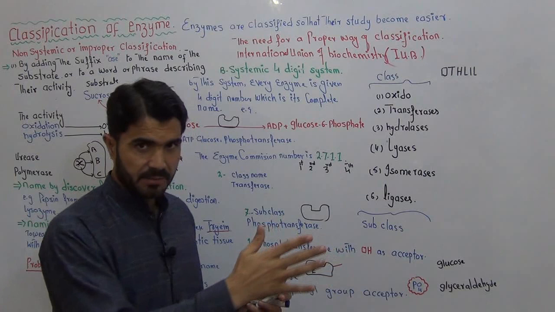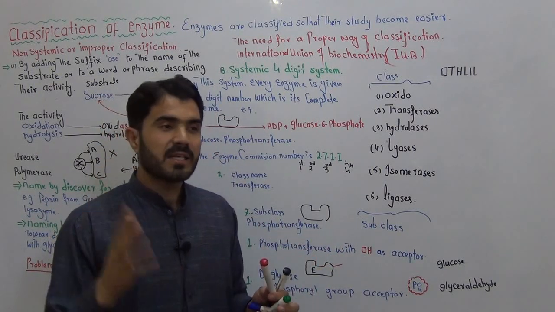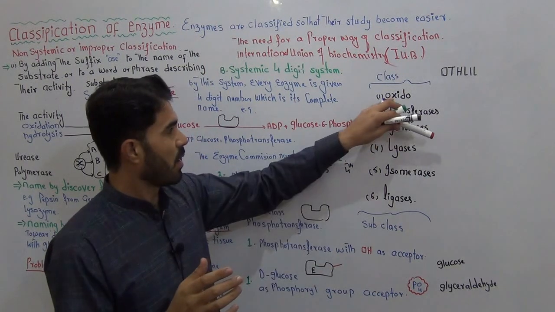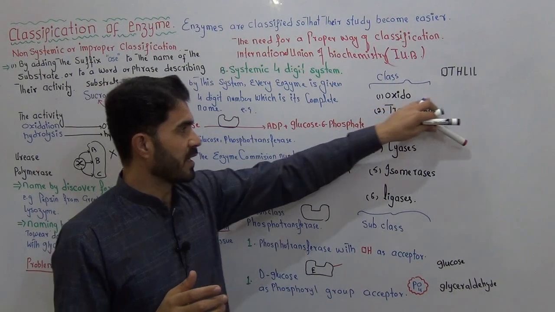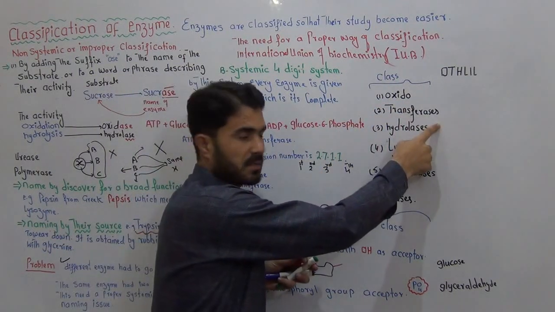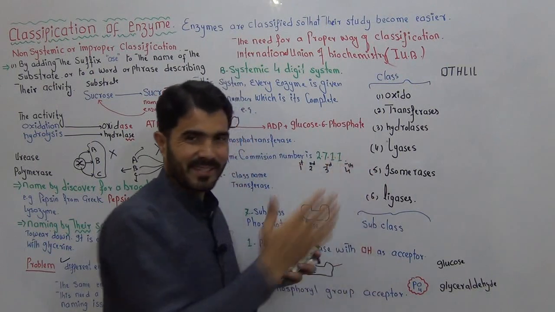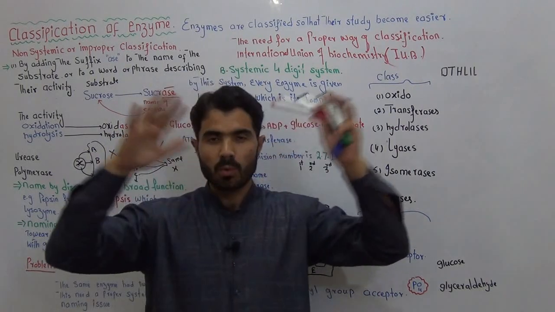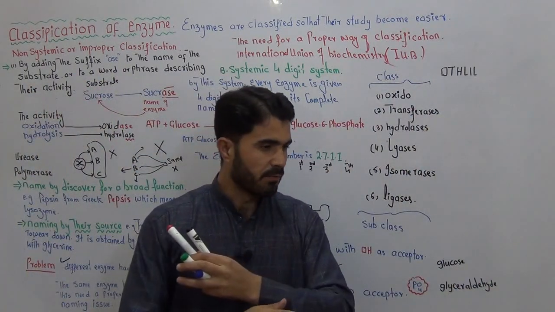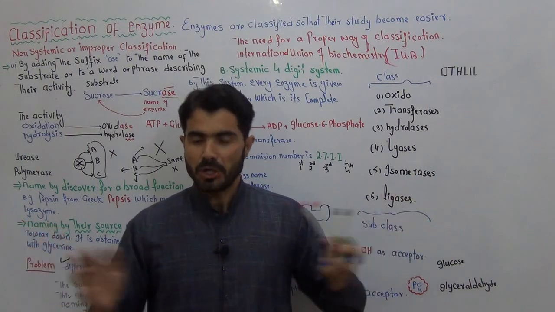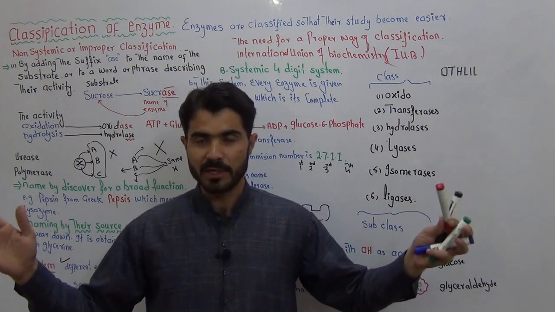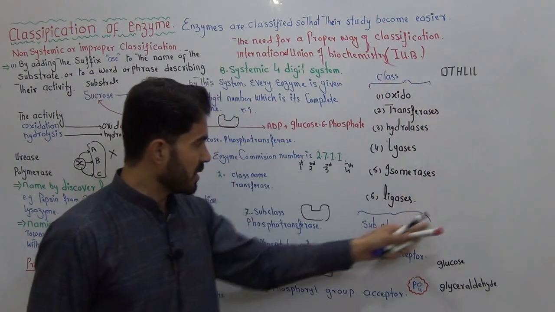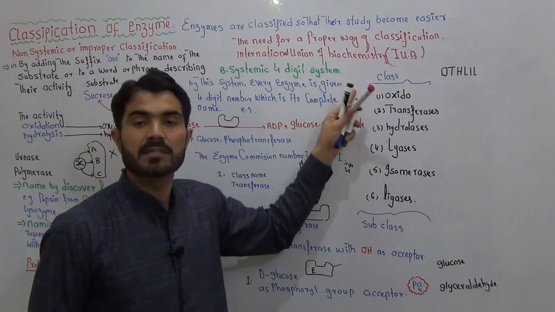Before I proceed, there is an old video of mine that I have recorded on the classification of enzymes, that is the OTHLIL system: oxidoreductases, transferases. These are 6 categories, 6 classes of enzyme. Throughout the world, you may have thousands of different enzyme families. All of these enzymes must be from any of these 6 classes.